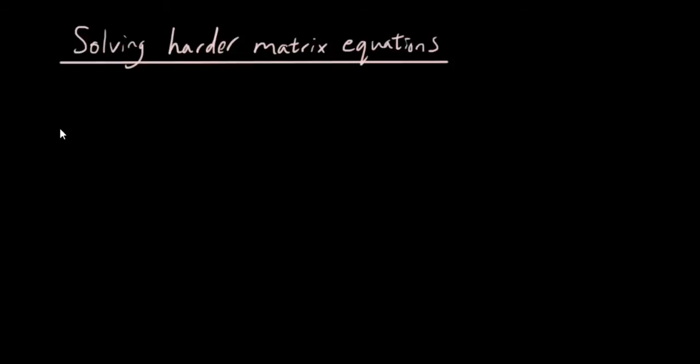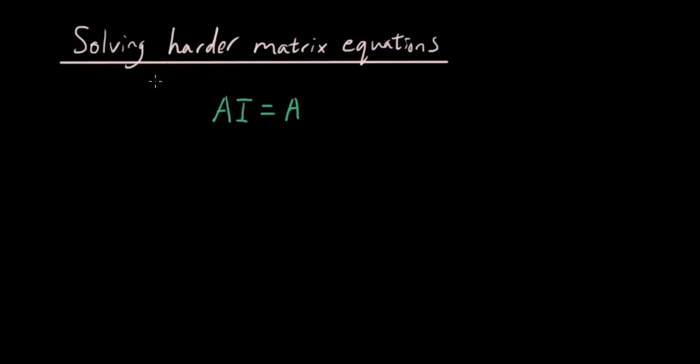Today I'm going to investigate how to solve harder matrix equations. Okay, so before we start, just want to remind you guys a couple of simple matrix properties. And the first thing is that any matrix multiplied by the identity matrix is equal to itself.